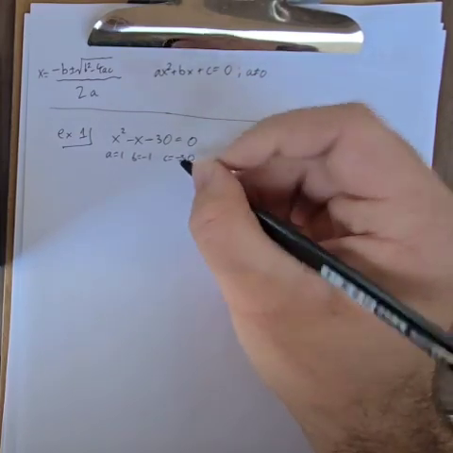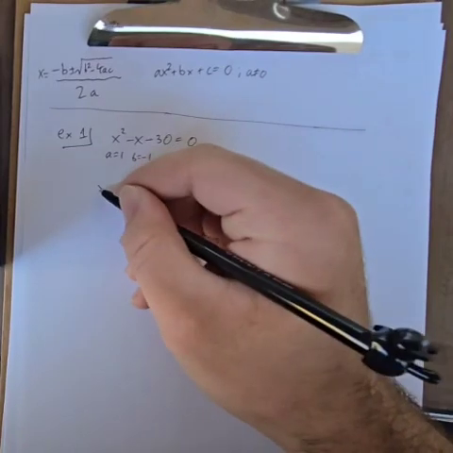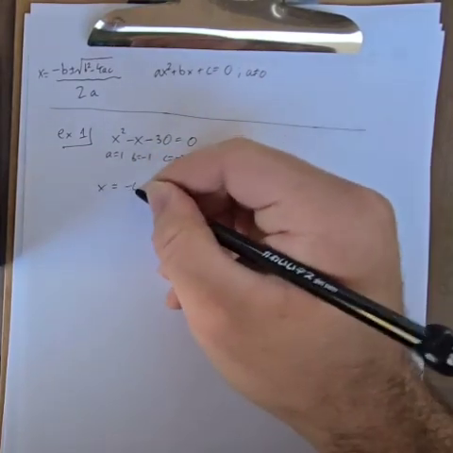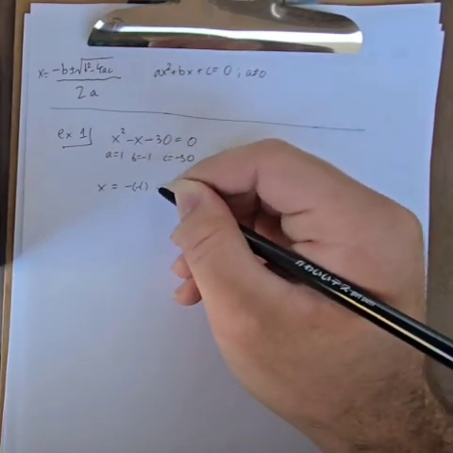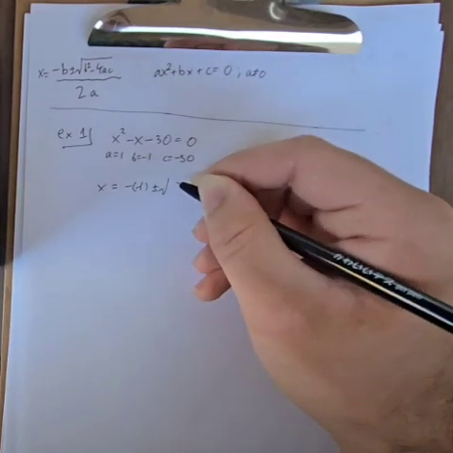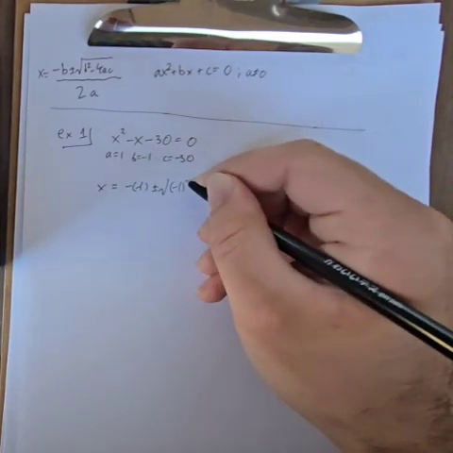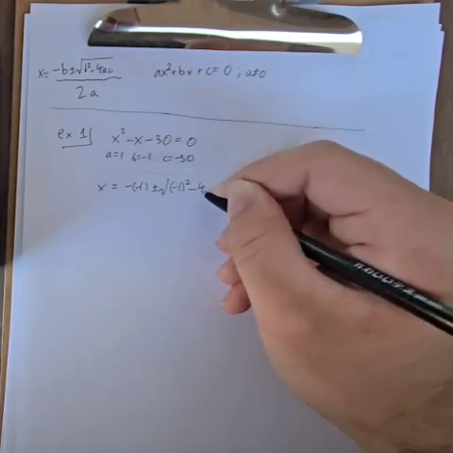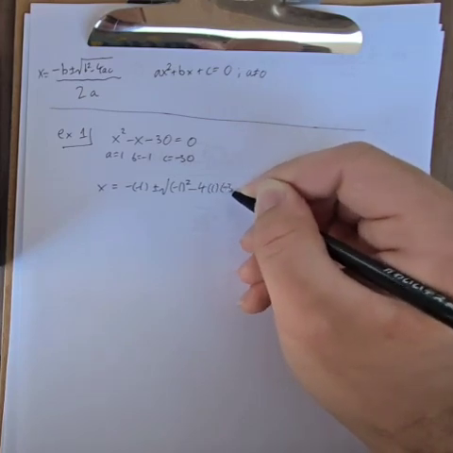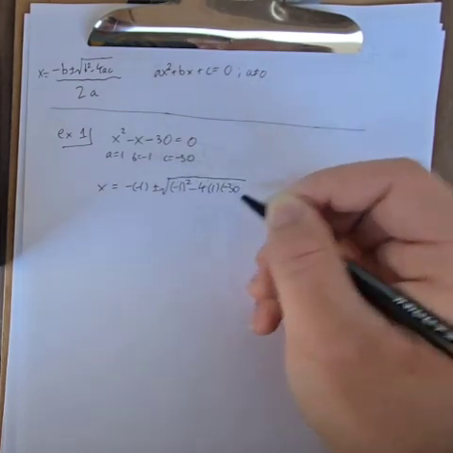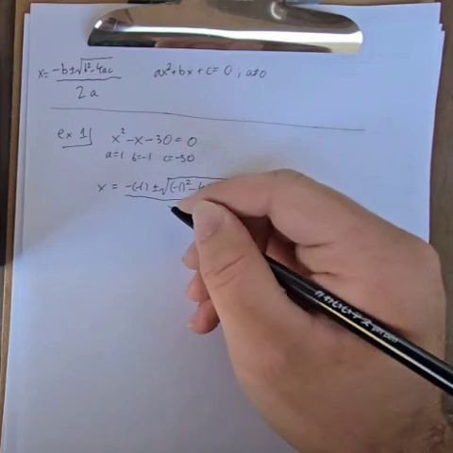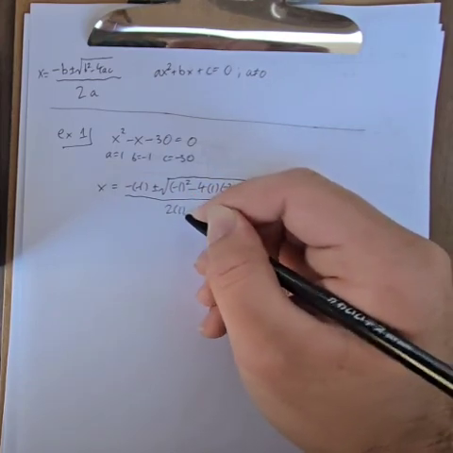So now I just have to plug this into this formula. So x equals negative b, so that's negative negative 1, plus or minus square root. So b squared is negative 1 squared, minus 4ac, so that's 1 times negative 30. And all of this is going to be over 2a, which is 2 times 1.